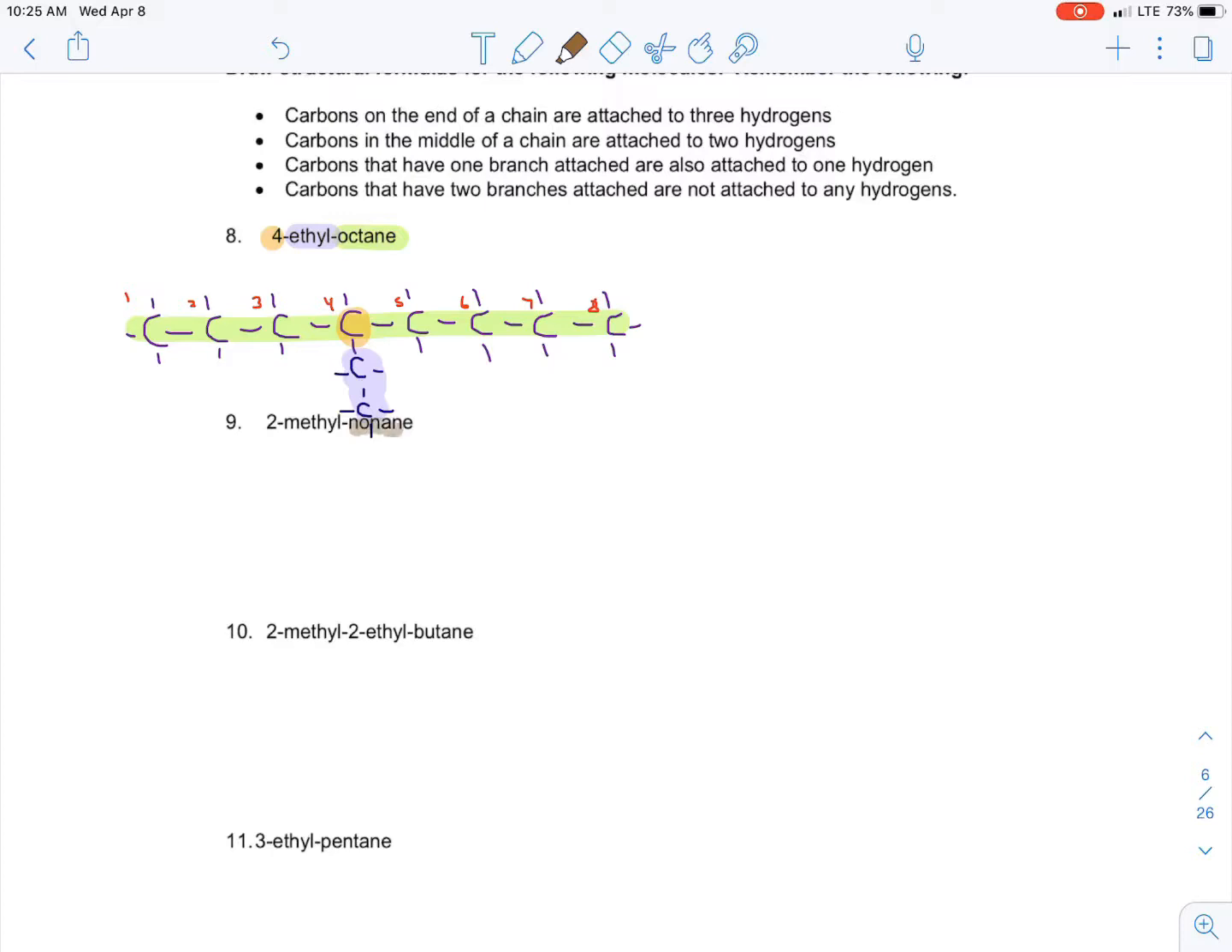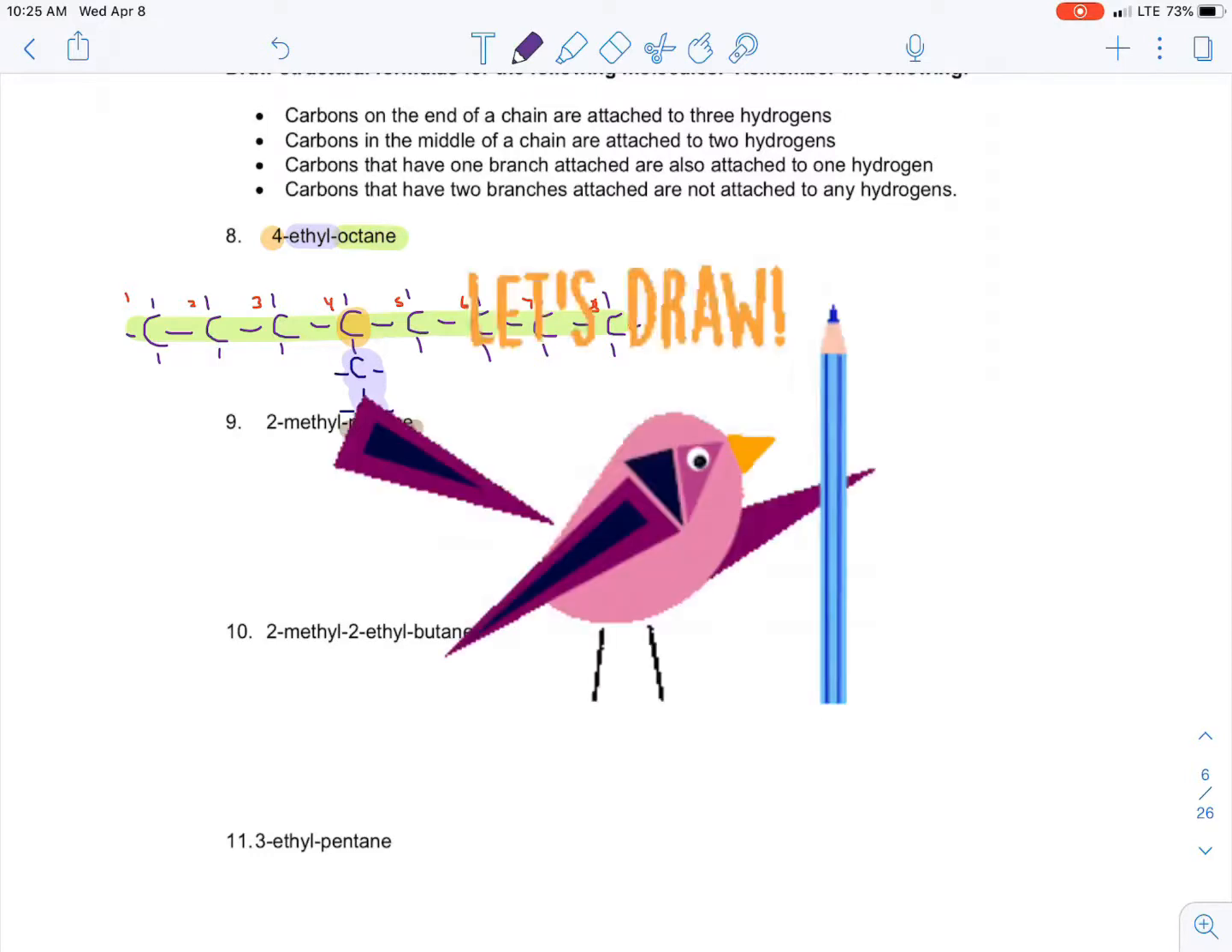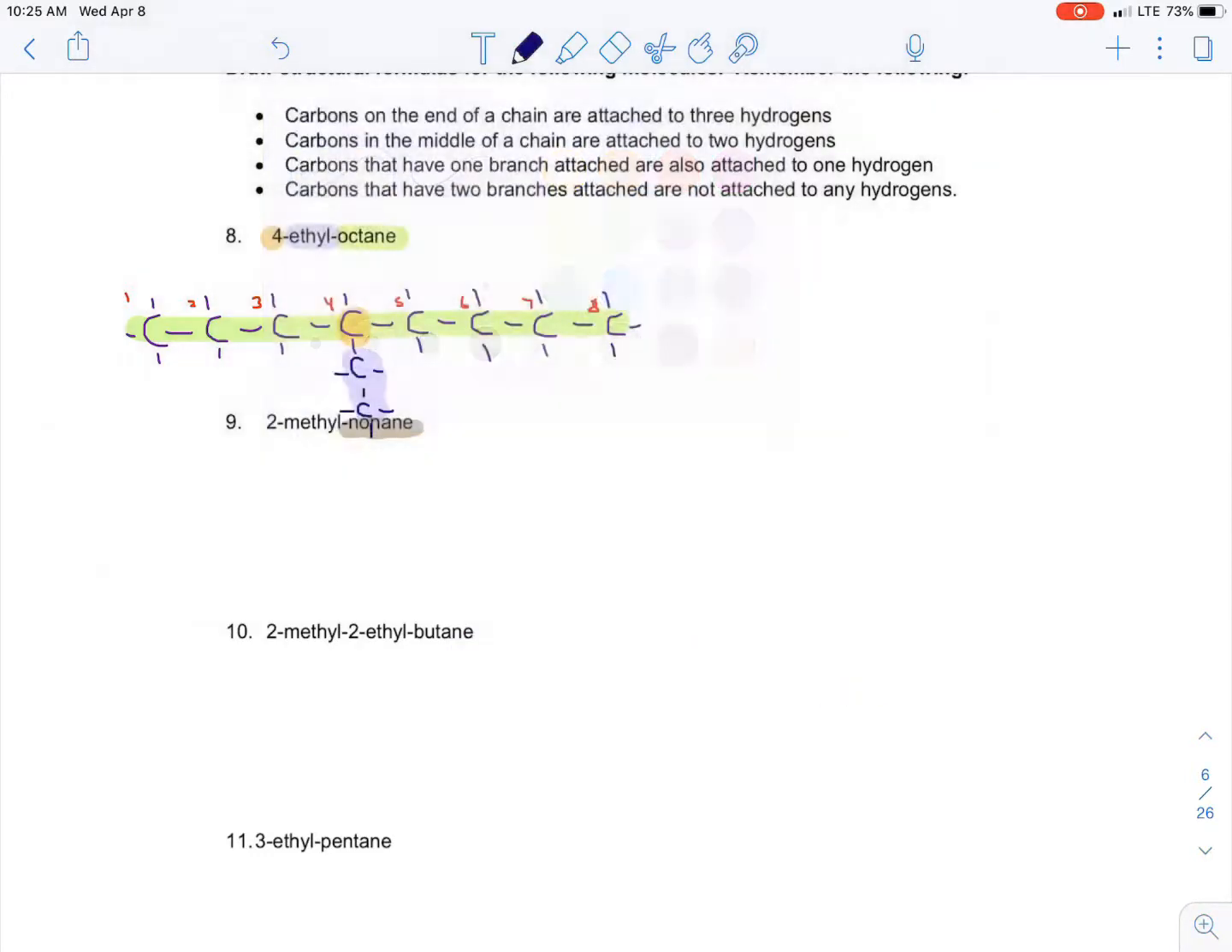All right, so let's start off with the main chain. We have nonane. Nonane means 9, right? I'm going to switch colors. How about this blue? So we have 9 carbons in a row. 1, 2, 3, 4, 5, 6, 7, 8, 9. They're all single bonds.